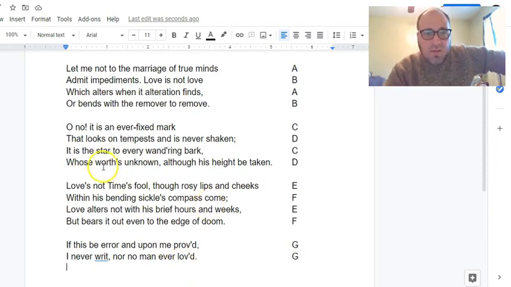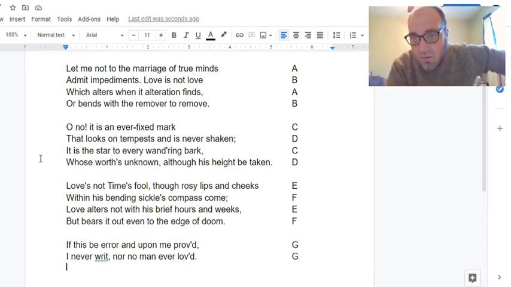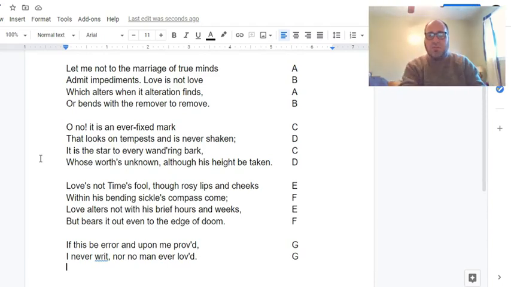It's 14 lines. Let me not to the marriage of true minds, 10 syllables, admit impediments. Love is not love, 10 syllables. It's going to go that way all the way through. So it is iambic pentameter. You should be able to go through and count those syllables.